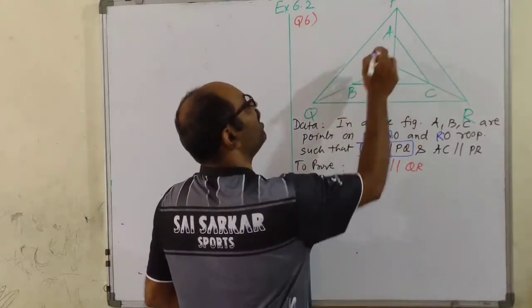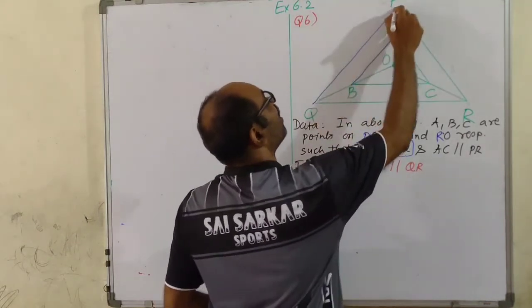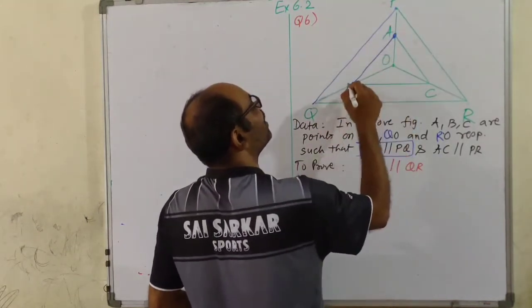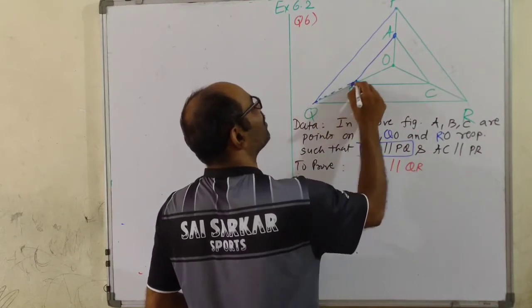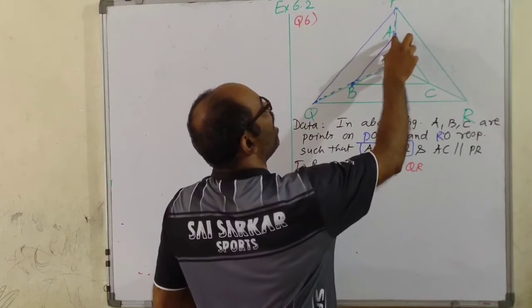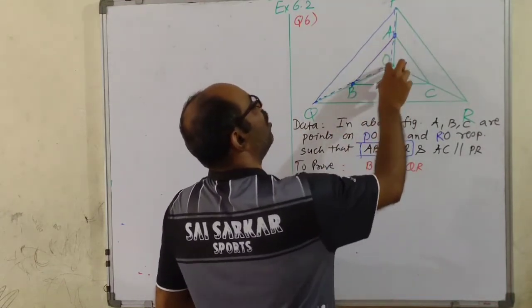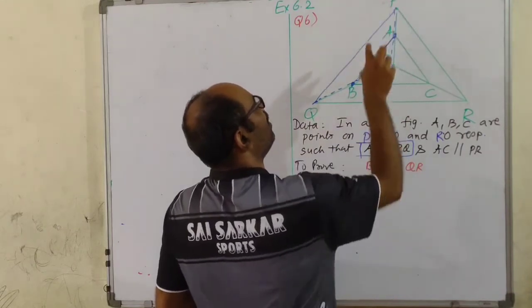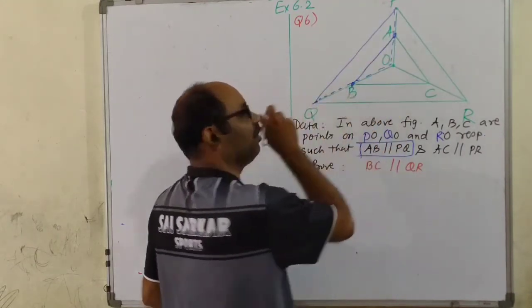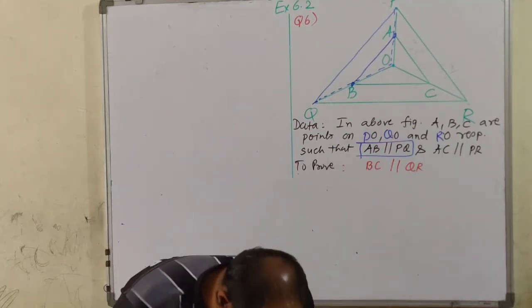Where is AB? This one. PQ, this one. Hey children, you got these points. So you got this triangle now. This triangle you got. So you can take the ratio PA upon OA is equal to QB upon OB, or OA upon AP is equal to OB upon QB. You can take that ratio. Correct? Chalo. Next triangle, let's see.